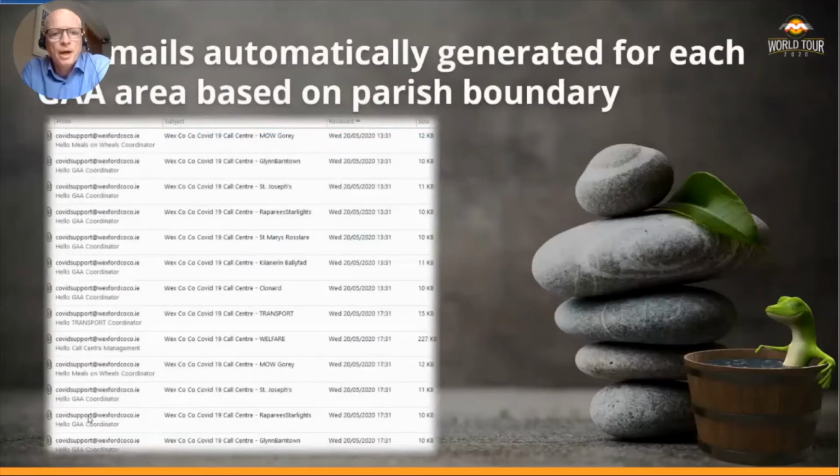This is just a typical example of, you know, that's all FME that's doing that. It's coming from the COVID support of Wexford Co Co, but they're getting a subject line so they know this is from the COVID call center of Wexford Co Co, and it's for the Meals on Wheels. It's important because some people would actually be involved in 2 or 3 different volunteer groups, so the visual of that is quite useful for them. They got their email at 1:30, as you can see.